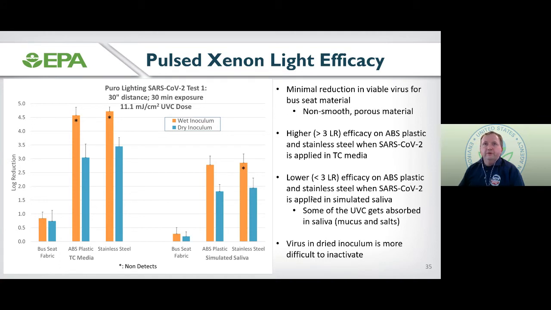The most challenging one is a dry inoculum in a simulated saliva environment, and that is unfortunate because that is the most realistic scenario you may see in a field setting.